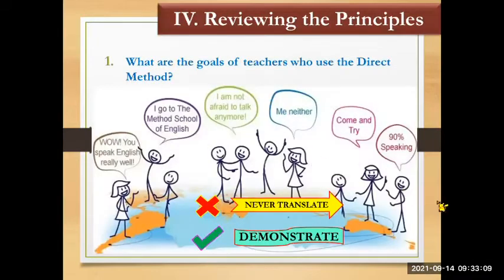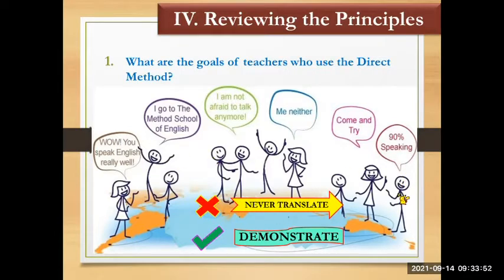So here is the first one. What are the goals of teachers who use the direct method? In the direct method, it is very clear that classroom instruction is conducted exclusively in the target language. So you are not allowed to translate. You need to demonstrate. As you can see there, I marked X. You never translate. You can demonstrate, show pictures and mimic, do the action, but never translate it.